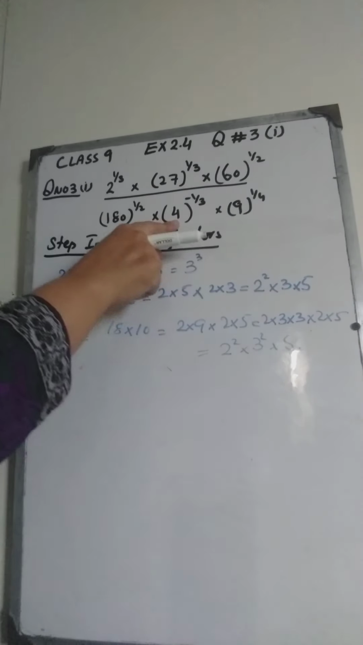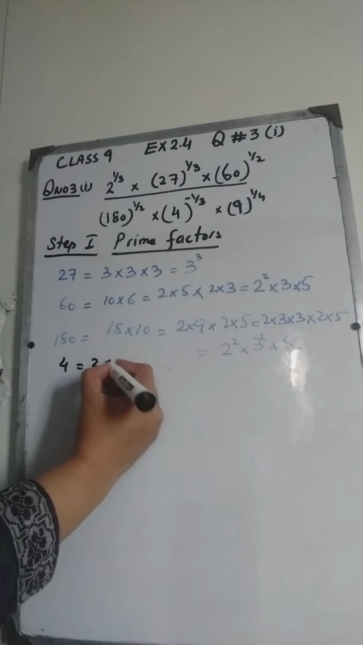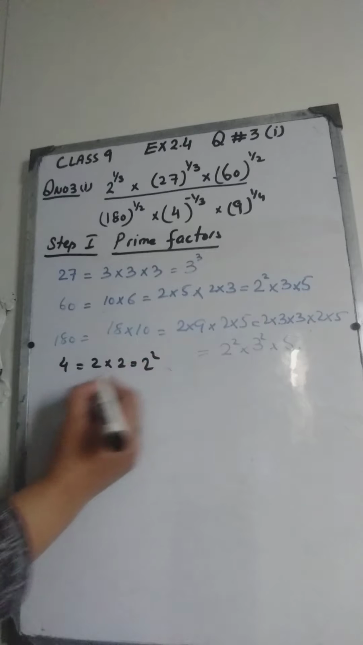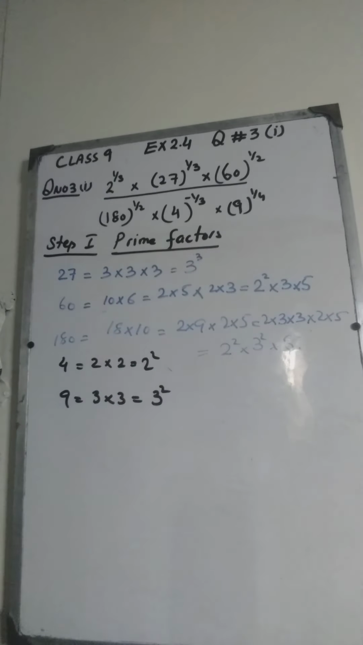Next, 4. We know that 4 when broken into its prime factors gives us 2 into 2, which is 2 square, and 9 is 3 into 3, which is equal to 3 square. So this is the first step that we are going to do. We are going to break these numbers into their prime factors. This is the way how we do it.